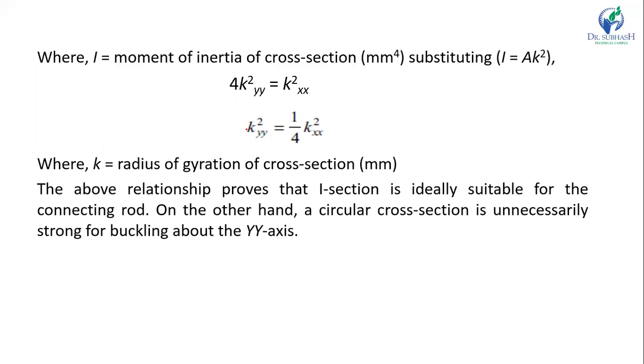So from this relation we can say that I section is ideally suitable for the connecting rod. Okay, I section is ideally suitable for the connecting rod. So in other words we can say a circular cross section is unnecessarily strong for buckling about the y axis.